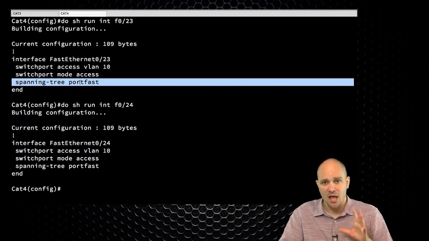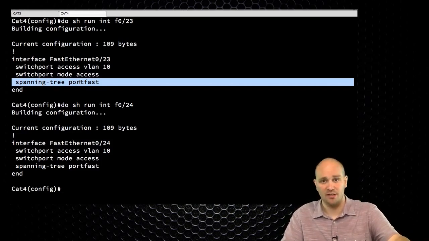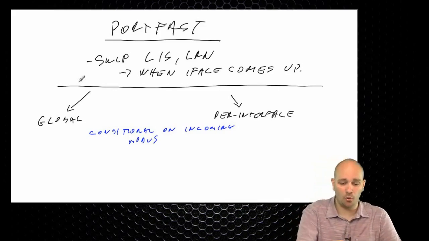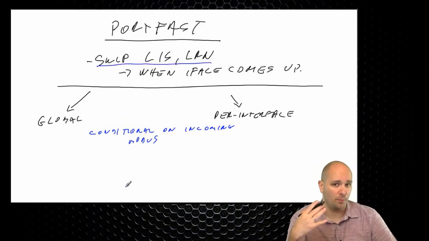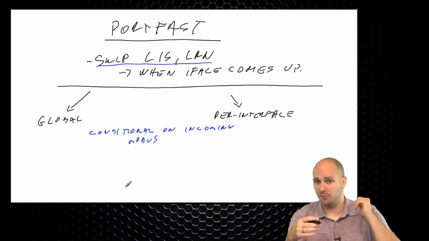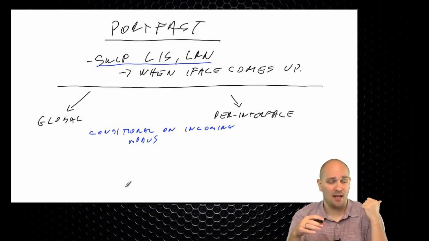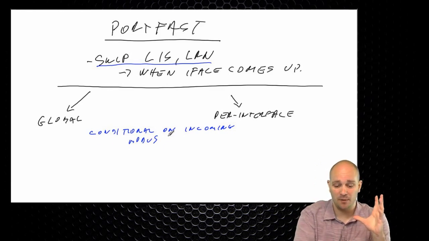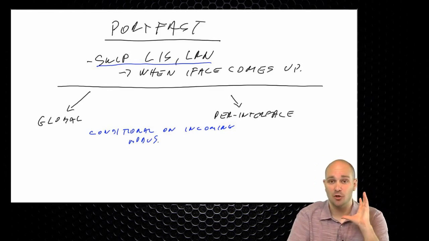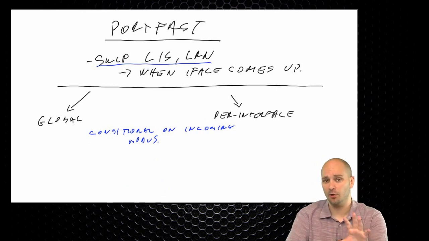So the only thing that Portfast actually does is when the port initially comes up, it will skip listening and learning phases. But all other operations when it comes to spanning tree are still there. The BPDUs will be sent, and the BPDUs, if received, will be processed, except that the incoming BPDU will actually reset the Portfast state. The port that receives the BPDU will no longer be a Portfast port.